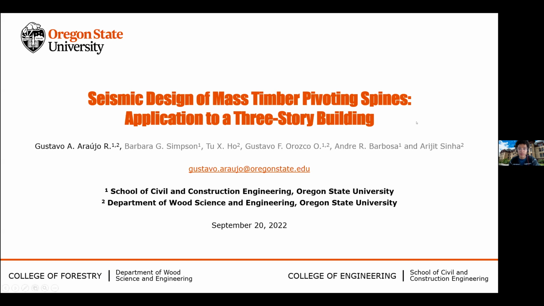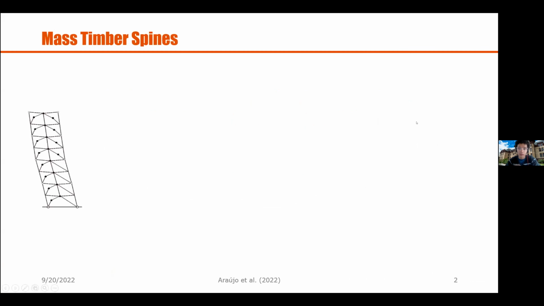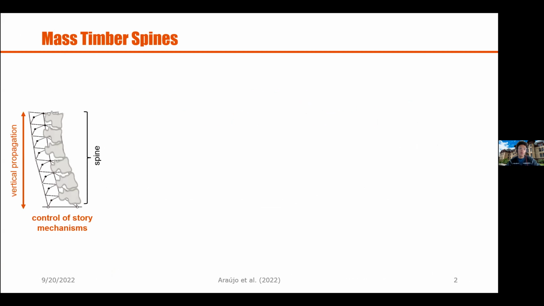Previous presentations have mentioned the concept of spines, but let me just briefly go over it. It's basically a portion of the structure that is designed to remain essentially elastic. And the idea is that by doing so, it controls story mechanisms and also helps propagating damage across all stories. In mass timber, but in general in the industry, there are two types of spines that are becoming very common.